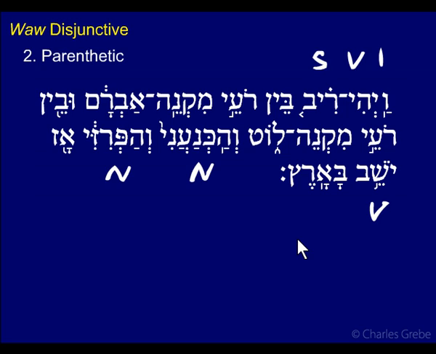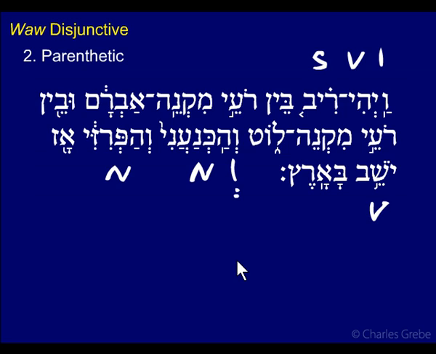In either case, they both provide extra information that's off the main storyline, and that information is introduced with this vav followed by something other than a verb, other than the verb you would expect. So the sequence is broken, and then it'll come back later with another vav, or with another preterite plus vav consecutive. We'll go down here, and then you'll know you're back on the main line again, the main storyline. This here would often be translated with "now." Now the Canaanites and the Perizzites were living in the land.